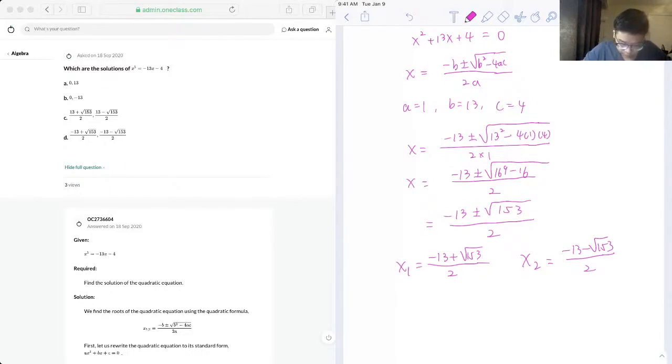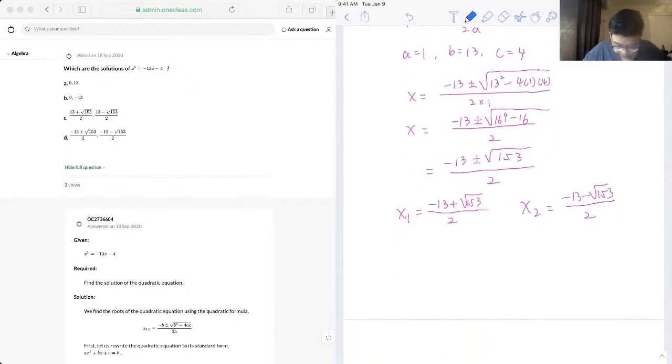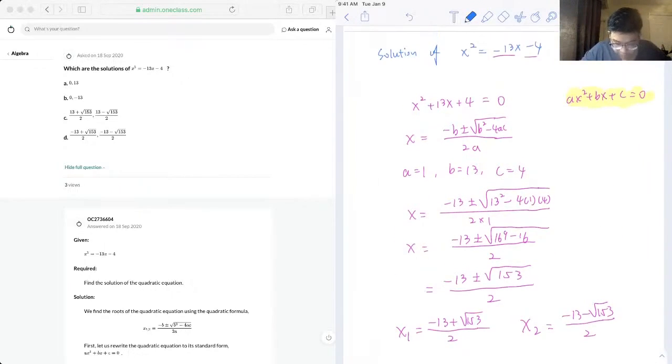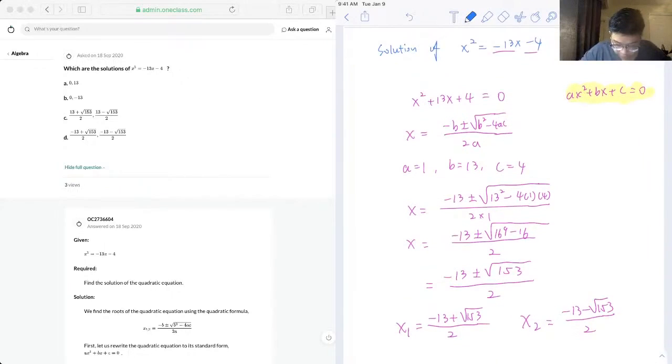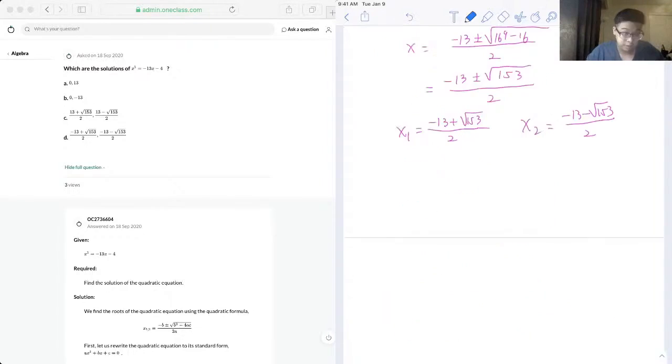Before jumping to the next question, I just want to mention a couple of things. Always remember to convert to the standard form whenever you want to apply the quadratic formula. Also, there's going to be another type of question that asks you how many solutions there are, and you can also use this way to check your answer.